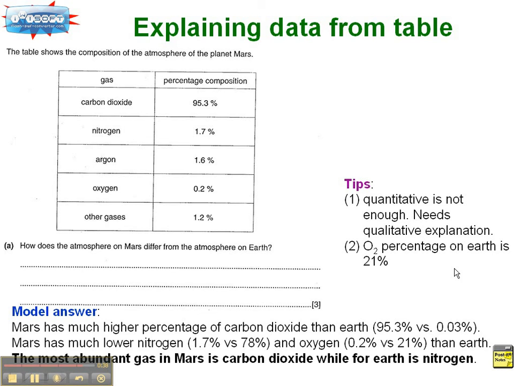Okay, so the tip is that quantitative is not enough. Don't only mention the numbers, you need a qualitative explanation. So the qualitative explanation part would be what is the most abundant gas, what is the least abundant gas. Okay, oxygen percentage on Earth is 21%, it's not 20%. Again, this is specifically mentioned in the examiners' report. Remember, oxygen percentage on Earth is 21%, not 20.